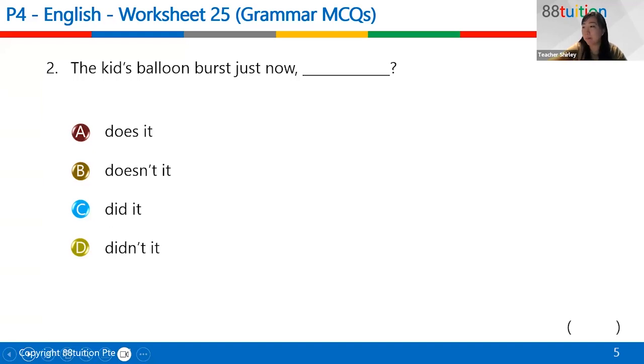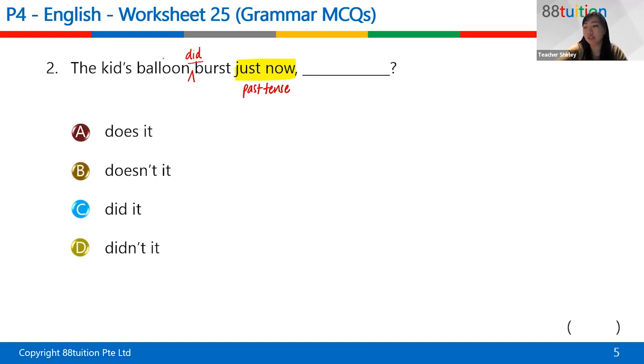Okay, so that's this. Now let's move on to the next one. The kid's balloon burst just now. Okay, so this one is also a question tag, but it's not so obvious because it doesn't tell us the verb in front. Okay, but there are certain clues that tell you certain things. Like for example, just now. The phrase just now tells you it's in past tense. So if I were to put a verb here, I will say that the kid's balloon did burst just now.